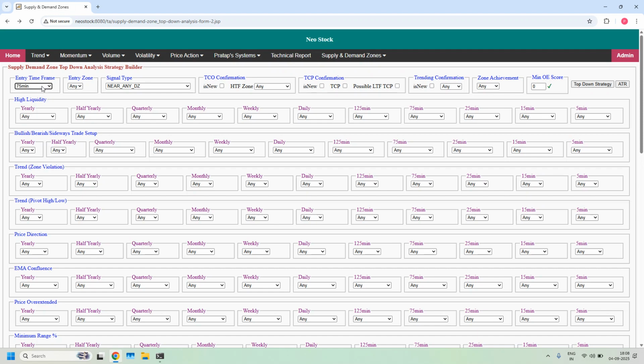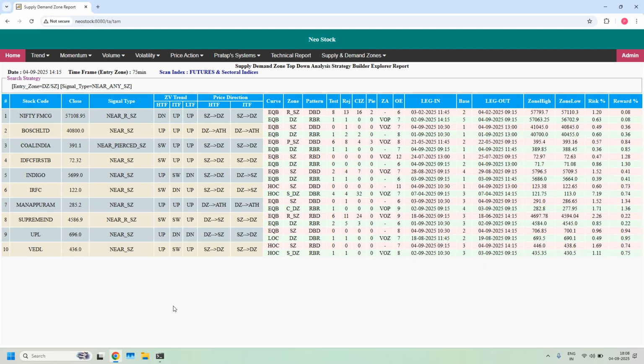Okay, next for 75 minutes time frame, stocks near to the 75 minute supply zone, we got 10 stocks. Let us identify 75 minutes high liquidity supply zones from this list. First one is not valid, it is a pierced zone. Supreme Industries is having a 75 minutes high liquidity supply zone. That's it. We got only 1 stock from this list. So this is about high liquidity zone identification from daily and 75 minutes time frame.